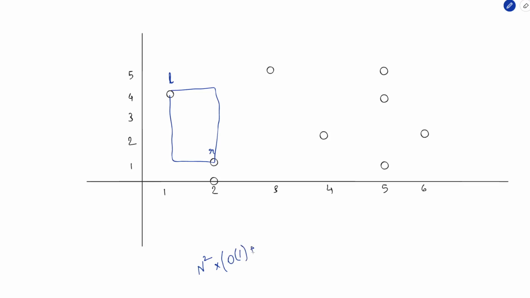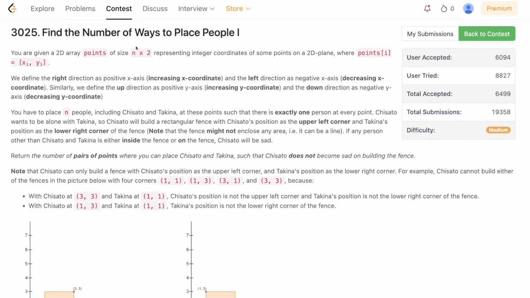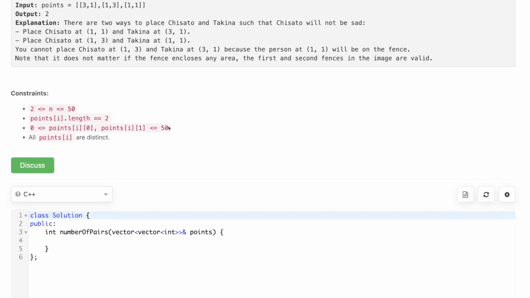After you ensure that Chisato and Takina are at the top left and the bottom right respectively, you can simply iterate over all other points and see how many lie within this fence. For that you just need order n time, because you are iterating over each of the points and doing some mathematical calculations to understand whether it is inside the fence or outside the fence. So in total, the complexity of this entire brute force algorithm is order n cube, right? This n cube algorithm will work for the second problem, that is People 1 here, where n is 50.